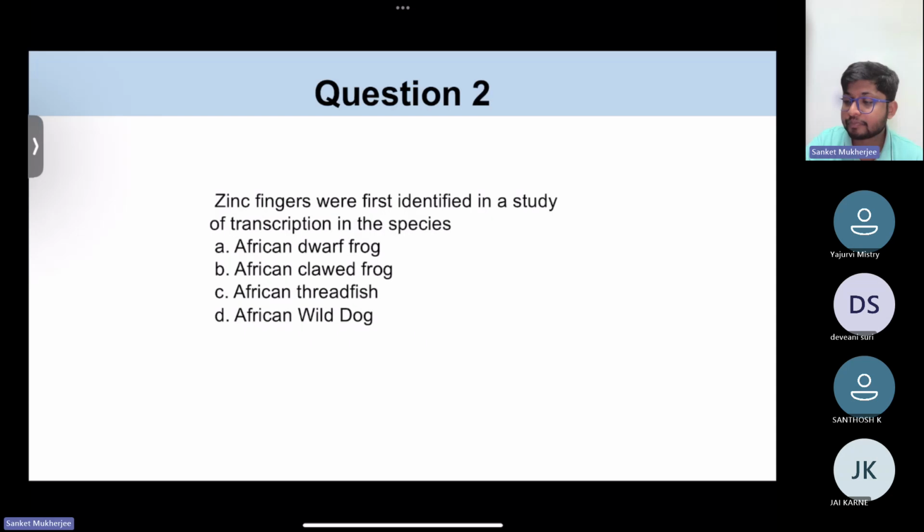Zinc fingers were first identified in a study of transcription in the species of an African clawed frog, an African threadfish, or an African wild dog. Option B. Yes, you're right. Option B.